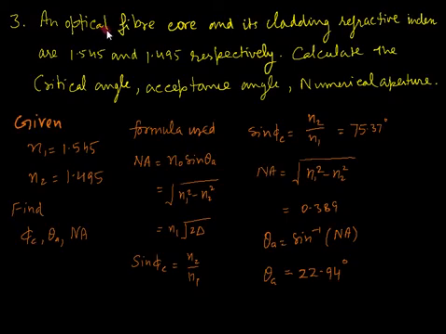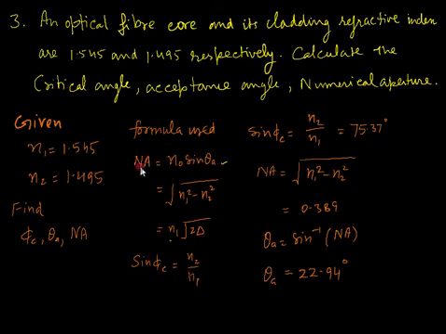In the third question, an optical fiber core and its cladding refractive indices are 1.4545 and 1.495 respectively. Calculate all the parameters: critical angle, acceptance angle, and numerical aperture. So first of all, you have to write what is given. Given N1 and N2, we have to find out these parameters. As we know, the formulas for numerical aperture in terms of the acceptance angle, in terms of the refractive indices of core and cladding, and in terms of the refractive index of core and fractional refractive index. This is the formula for critical angle.